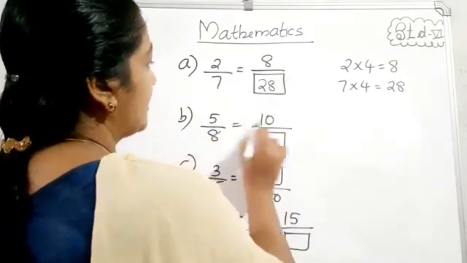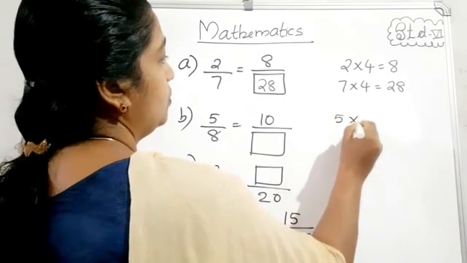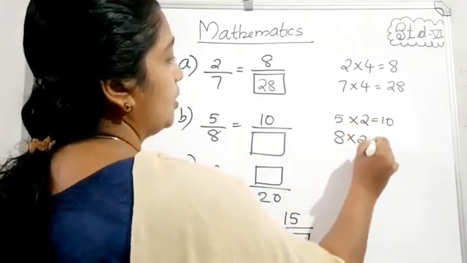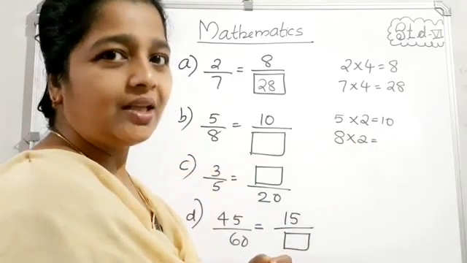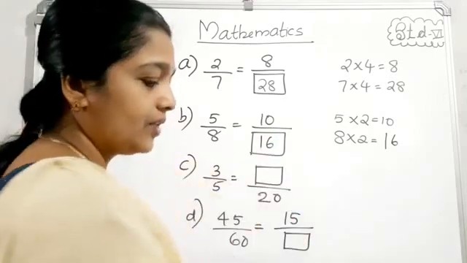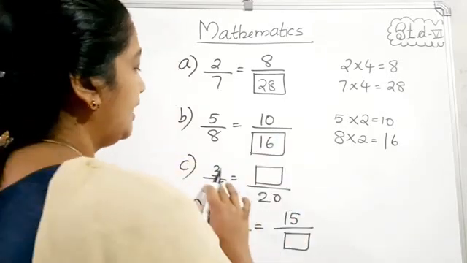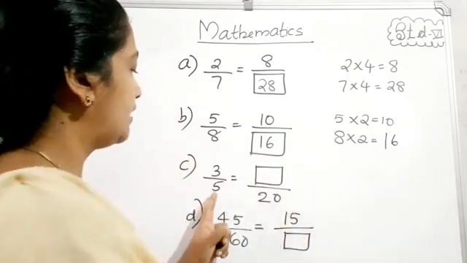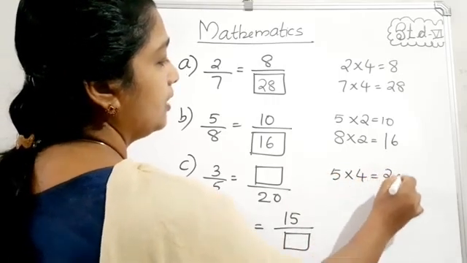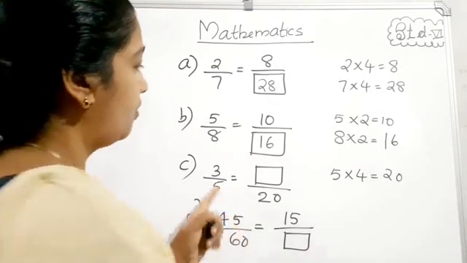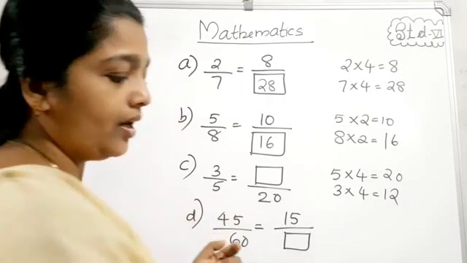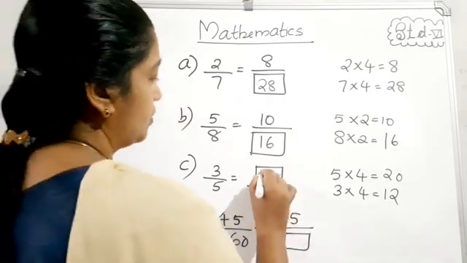Next, say the answer. 5 into 2 equal 10. Therefore 8 into 2 equal 16. That is 16. Clear? Next one: 3 and here we want to find. 5 into dash equal 20. 5 into 4 equal 20. Therefore 3 into 4 equals 12. Understand? Yes. So here 12.